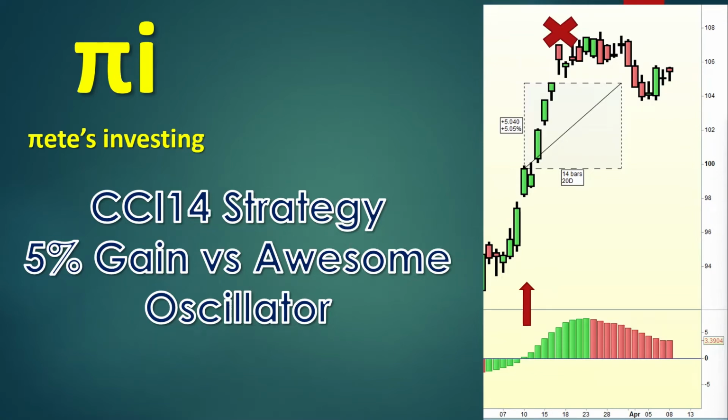Today we are trading the CCI14 strategy with the average down approach and comparing a 5% gain and a 5% decline versus a strategy of using the Awesome Oscillator with a 5% gain, and see which strategy is more efficient to trade. Stay tuned until the end of the video where I will cover some of my investing rules for safer trading.